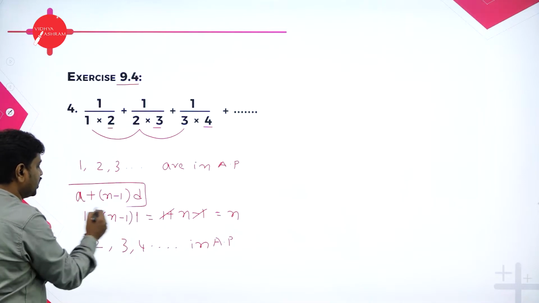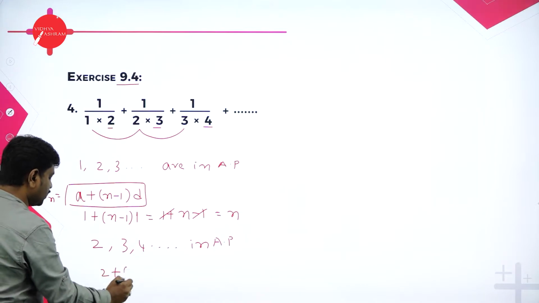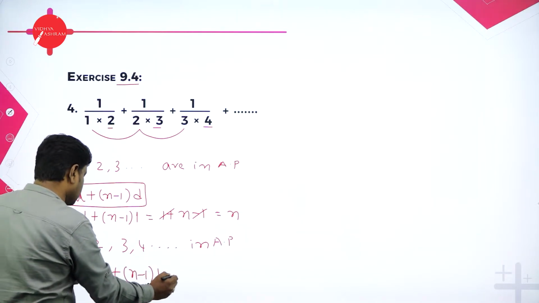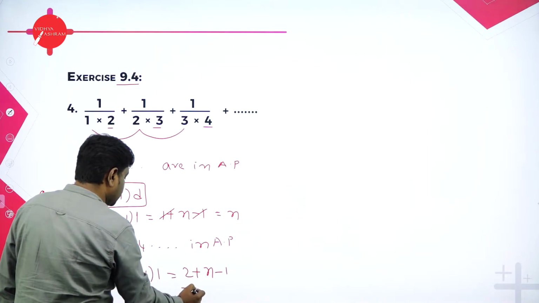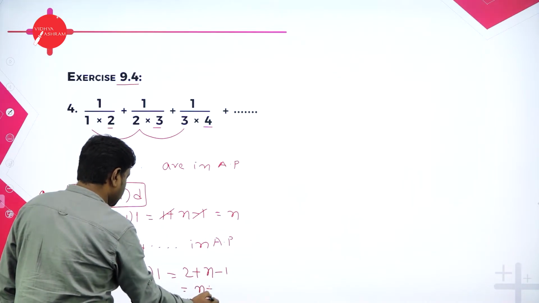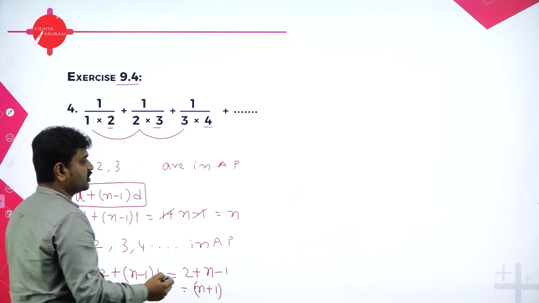I use the formula a plus an is equal to what? A plus n minus 1 into d. 2 plus n minus 1 into common difference, which is 1. That will become 2 plus n minus 1. That will become n, since 2 minus 1 is 1, so n plus 1. So for the first term, the general term is n, and for the second term, n plus 1.